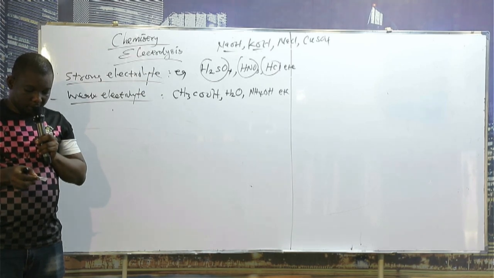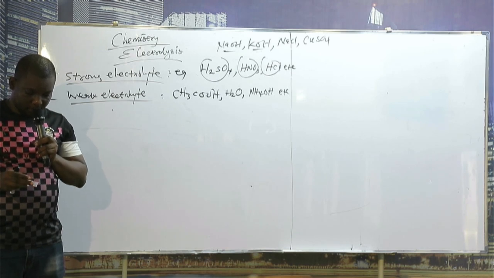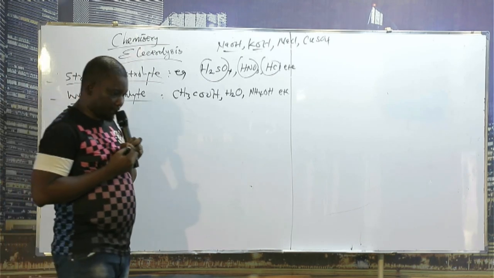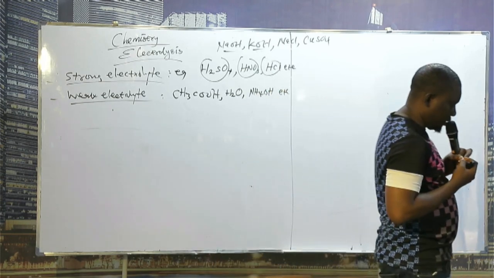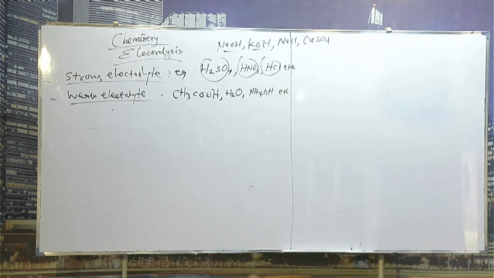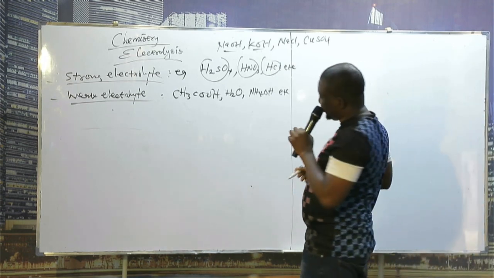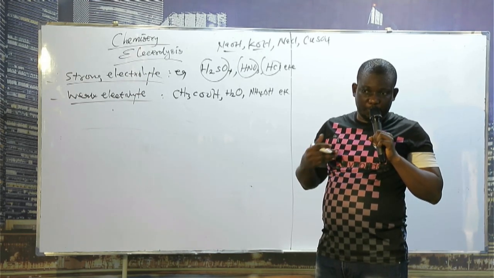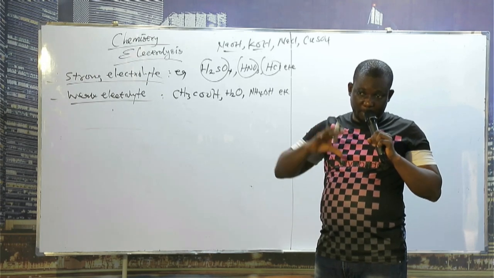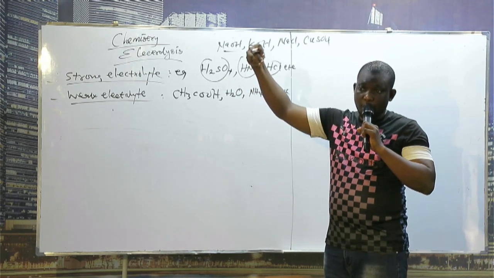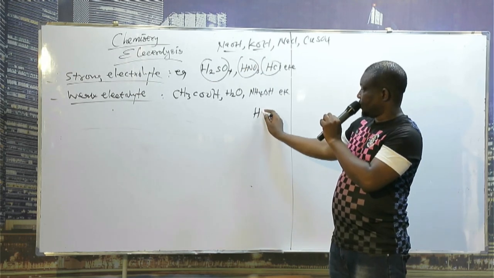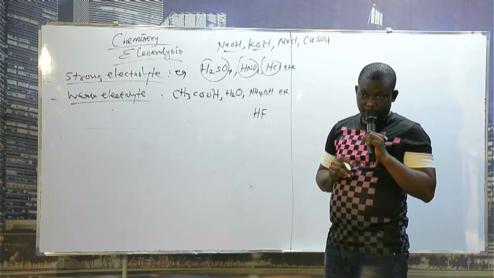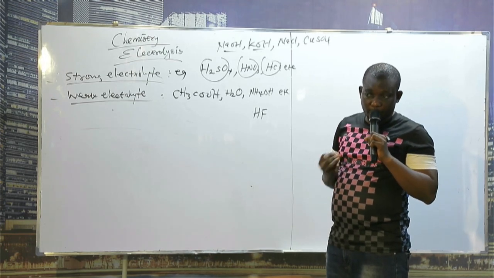Is HF a strong acid? HF is not that strong. Do you know what hydrohalic acids are? Hydrides of halogens. When halogens combine with hydrogen, they form hydrohalides or hydrohalic acids. For example, HF is hydrogen fluoride.